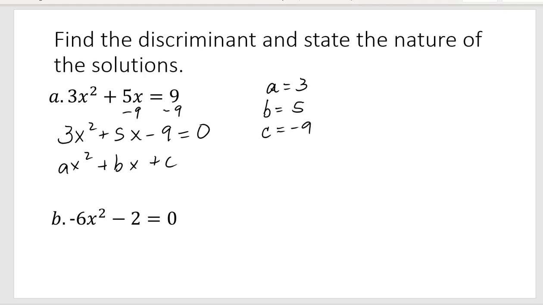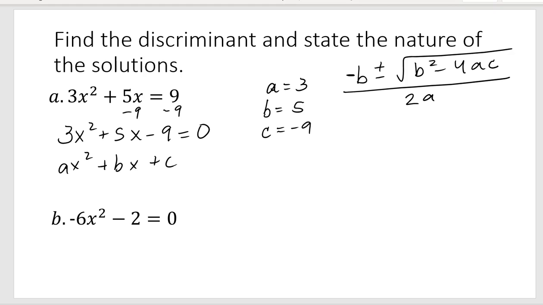To find the discriminant, we have to know where it is in the quadratic formula. So our quadratic formula is -b plus or minus the square root of b squared minus 4ac all over 2a. The discriminant is the radicand, the stuff under the radical. So our discriminant is b squared minus 4ac always. So now let's go ahead and fill in those numbers for our variables.